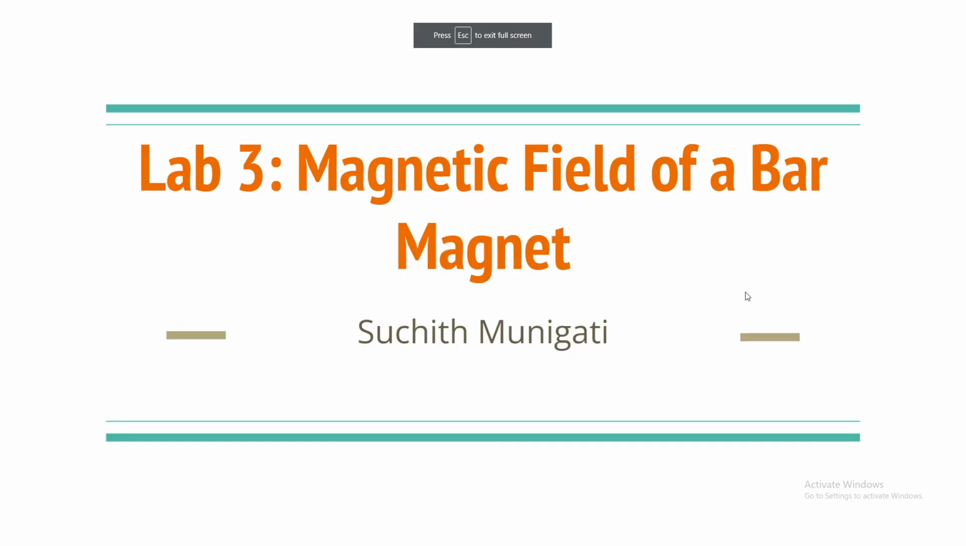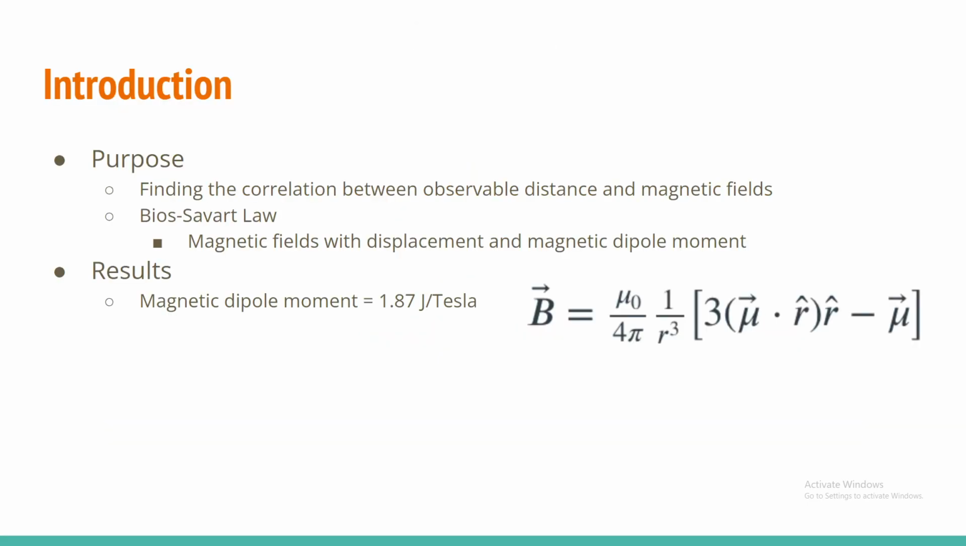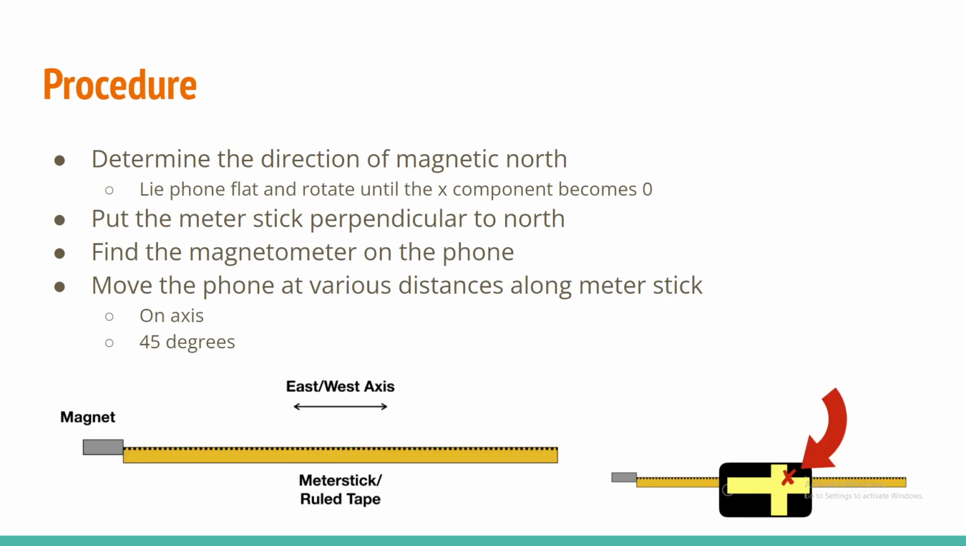This is Lab 3, Magnetic Field of a Bar Magnet. The purpose of this lab is finding the correlation between the observable distance and magnetic fields. To do this, we're using the Biot-Savart law, which finds the magnetic fields with displacement and magnetic dipole moment. Skipping ahead, the results: the magnetic dipole moment was found to be 1.87 joules per Tesla for my specific magnet.